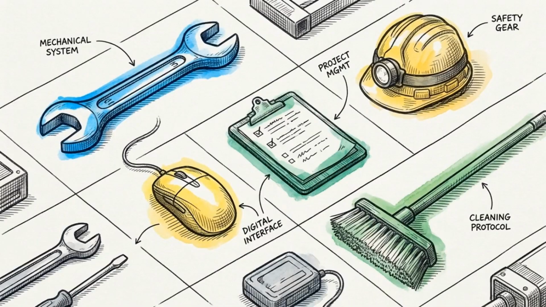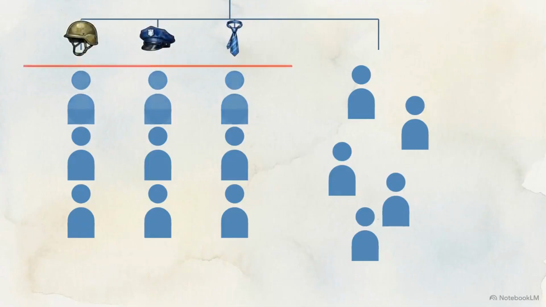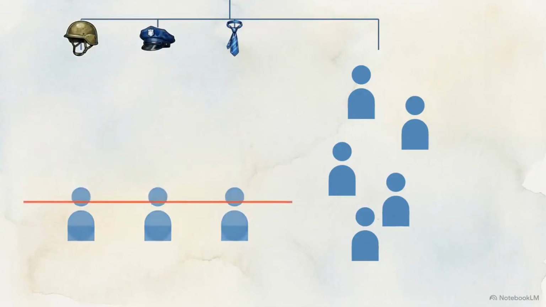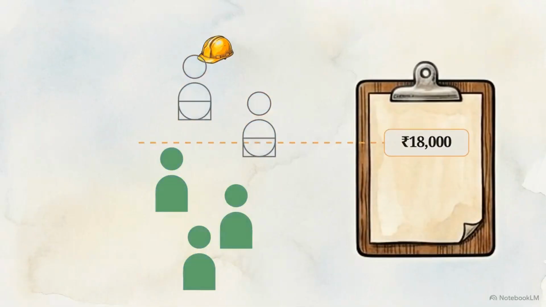The second pillar identifies the subjects of the law. The worker category encompasses manual, operational, clerical, technical, and unskilled staff. The code excludes specific groups from this definition: the armed forces, police service, and those employed in a managerial or administrative capacity. For supervisors, classification depends on a wage threshold. They are excluded if they draw wages exceeding 18,000 rupees per month.